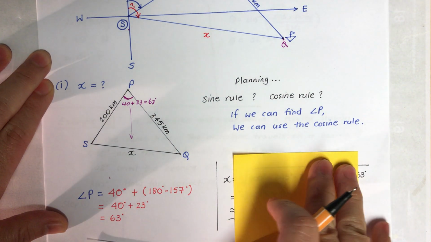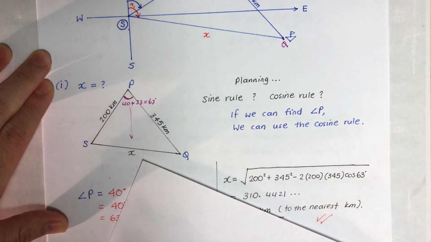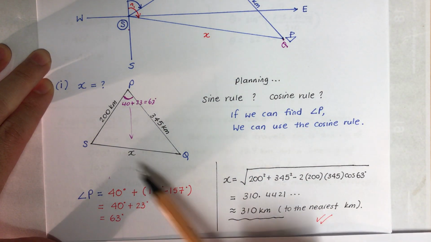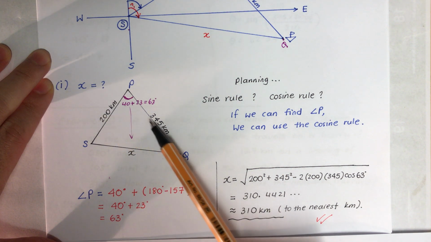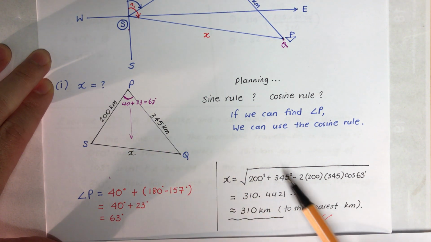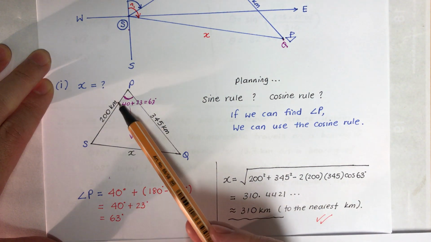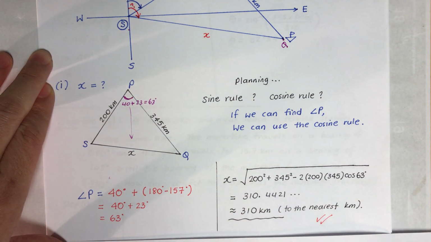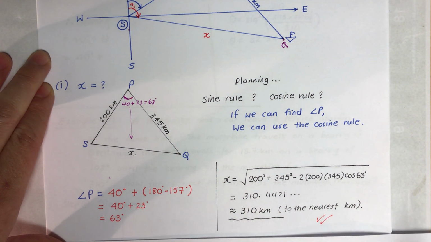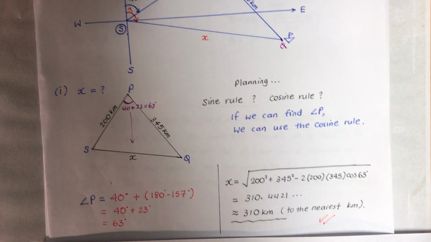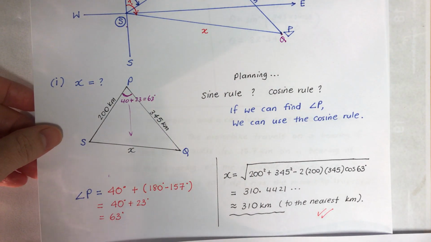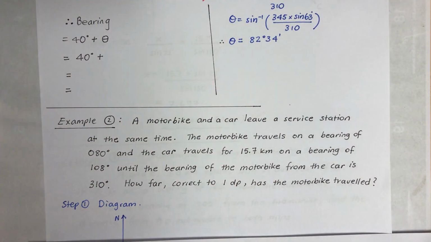So now I'm going to use the quicker version of finding x using the cosine rule. So it'll be 200 squared plus 345 squared minus 2 times that, and the cos 63, where it's opposite to the side. And then if you put all that in your calculator, to the nearest kilometer it will be 310. That's just finding part 1, how far, the distance.